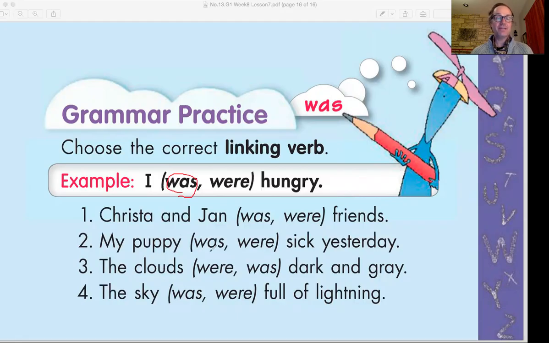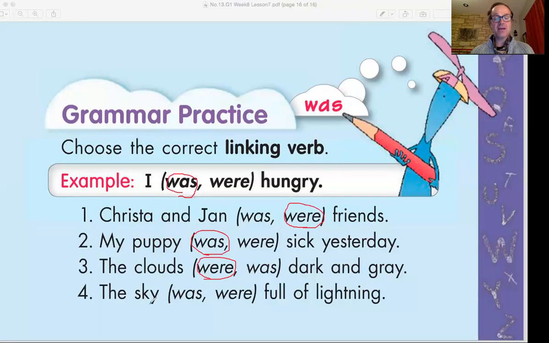Okay, let's see how we did. Krista and Jan, there are two of them, right? So was is for 1, were is for 2. Krista and Jan were friends. Good. Number 2, my puppy, there's only one puppy. My puppy was sick yesterday. My puppy were sick yesterday. It was, because there's just one. Clouds, there's more than one cloud. If it says clouds, the clouds were dark and gray because there is more than one.